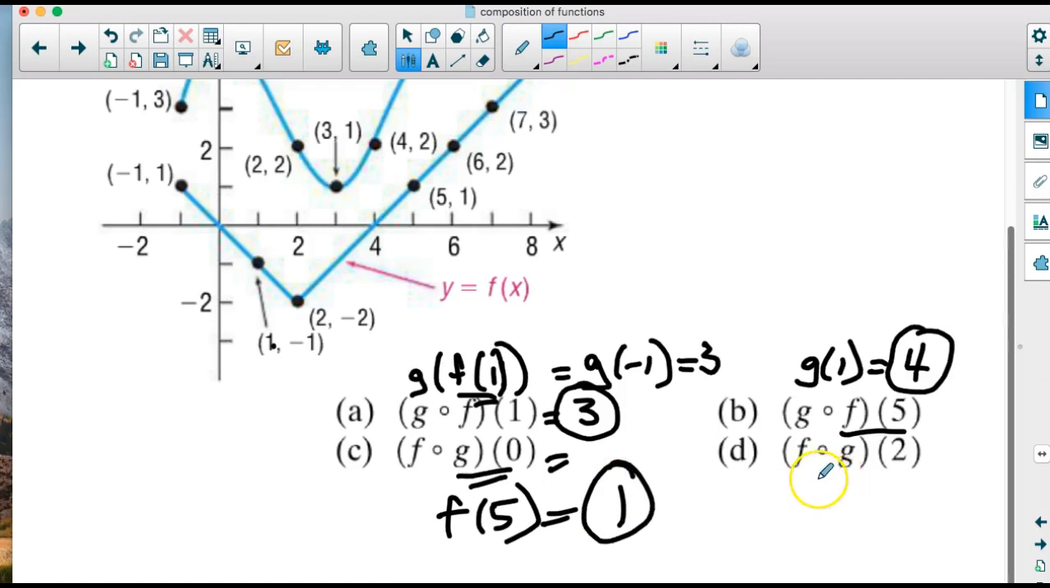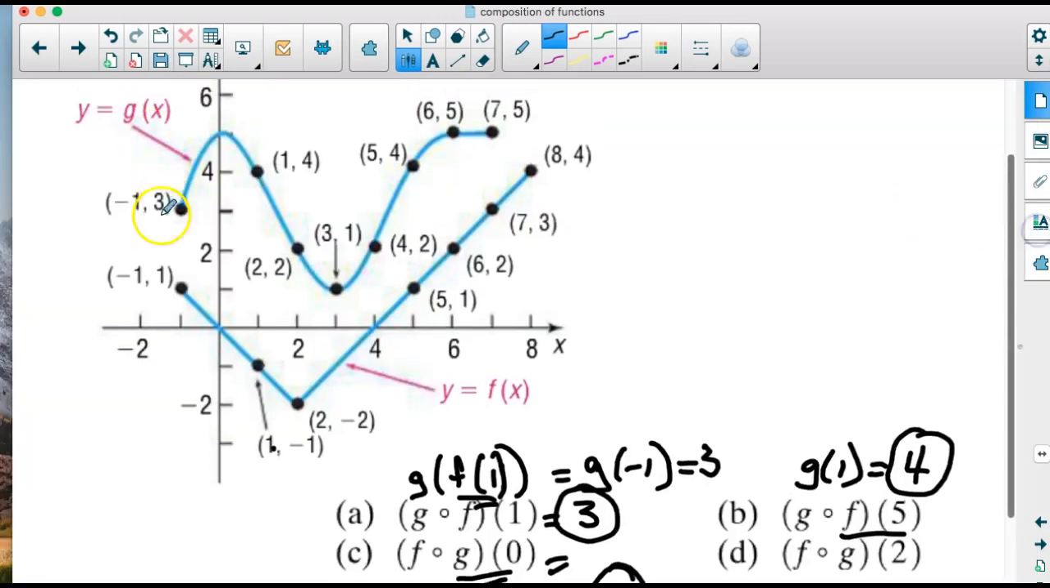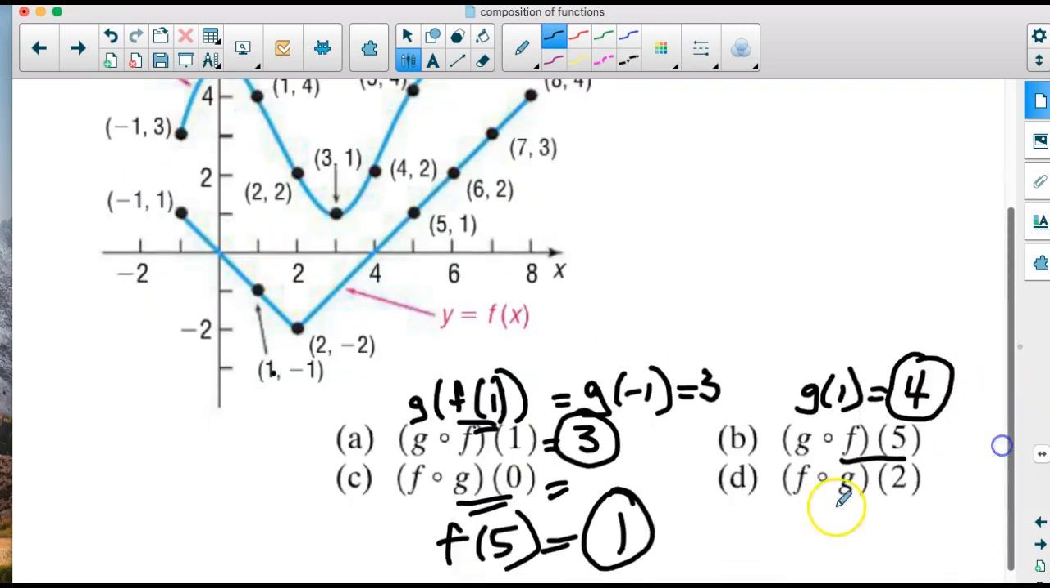And f of g of 2, let's try that one. G of 2. G of 2 is 2 again. So then this is f of 2, because this is 2 already. So f of 2 is -2.